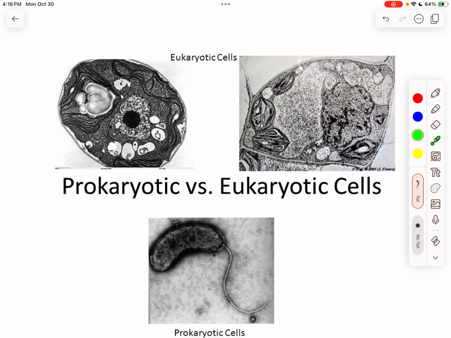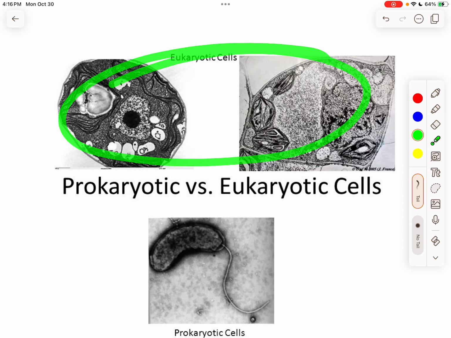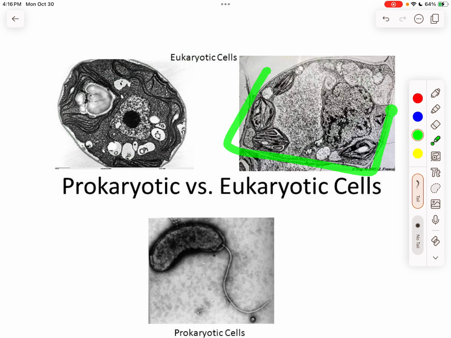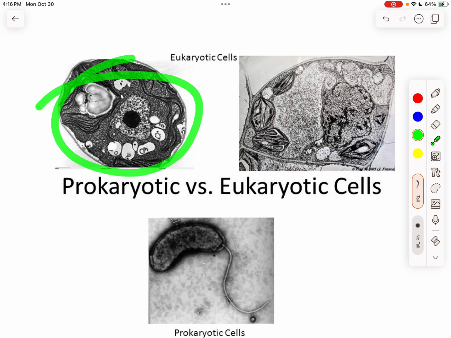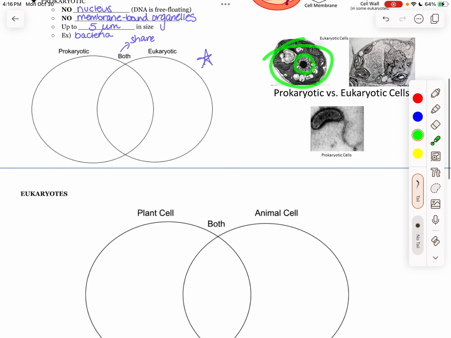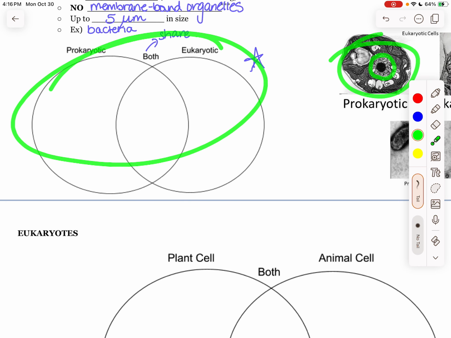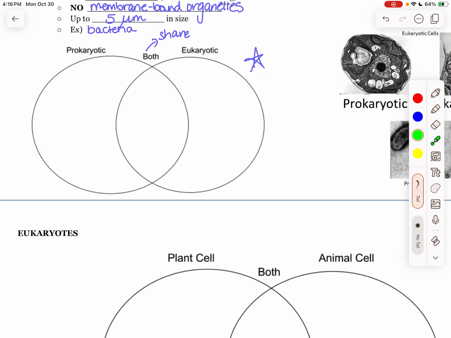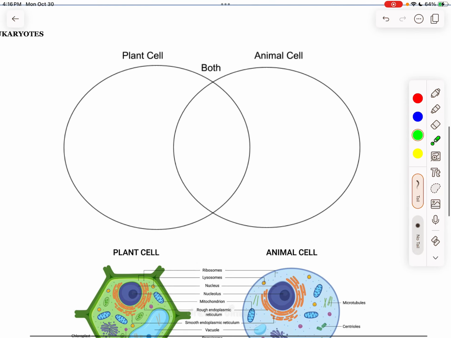Prokaryotes versus eukaryotes. So here are our eukaryotic cells. We have a plant cell. You can tell because it is boxy. It's got a cell wall around it, and it's got these special features called chloroplasts. And this is an animal cell. You can tell that this is the nucleus in the middle. Okay, so this compare and contrast is prokaryotics versus eukaryotics. But down here, this is plant versus animal cells.